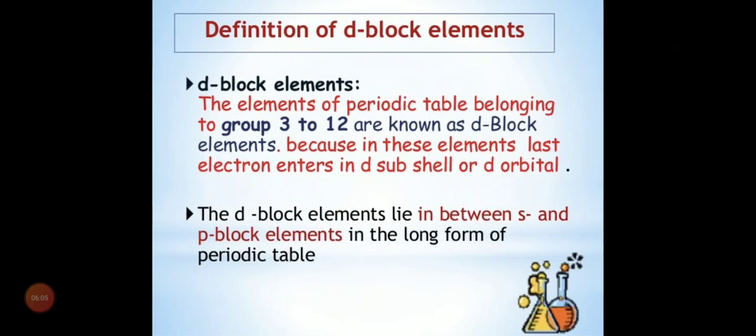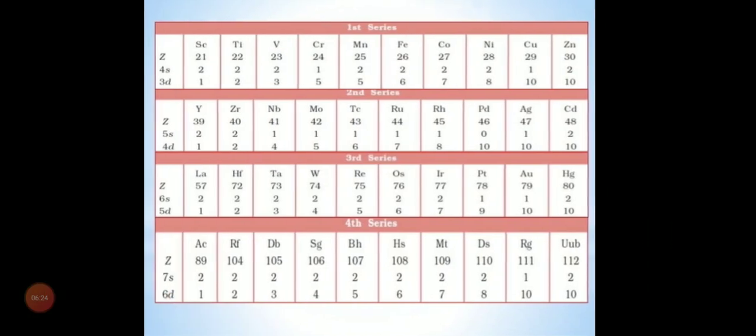Next, the elements of the periodic table from group 3 to 12 are known as D block elements, and as I have told you, the last electron enters in the D subshell or D orbital, and they are present between, or flanked between, S and P block elements in the long form or modern periodic table.